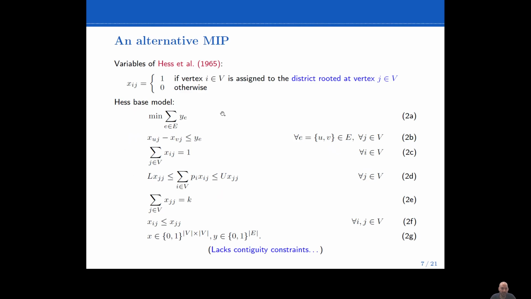Another model that you might write is actually very similar to before, with a slight tweak to the variable definition. So now we say that x_ij is 1 if vertex i is assigned to the district rooted at vertex j. So not district number j, but the district rooted at j. This is a little convenient when writing some contiguity constraints, because if you know where the root of the district is, this can help you. And there are some small tweaks that you have to make to the constraints to make this variable definition work, but the ideas are pretty straightforward.